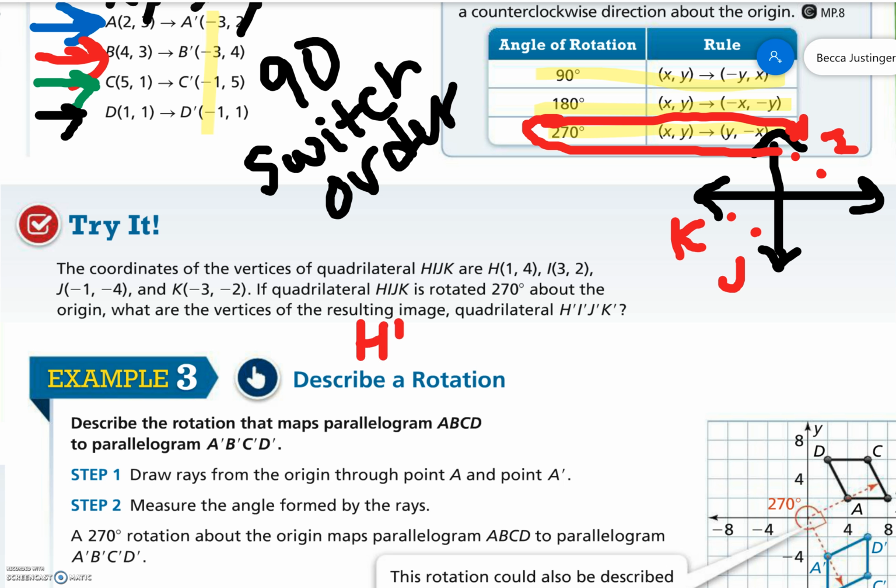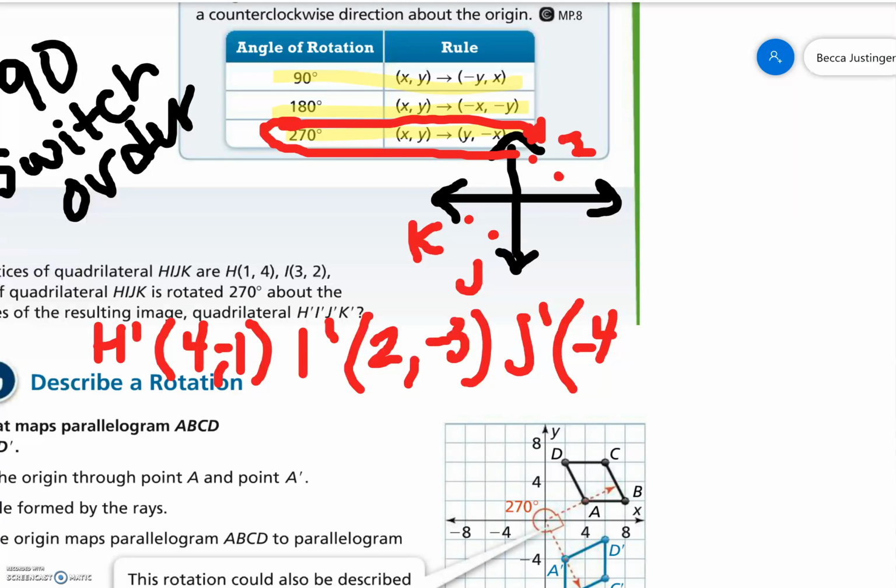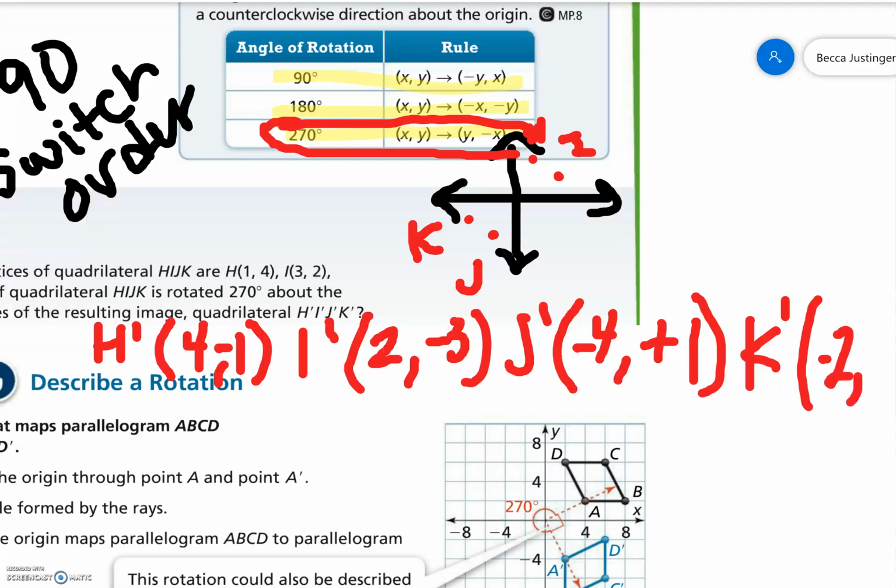So H prime, instead of 1, 4, it's going to be 4, 1, but I need the second one to be negative. Instead of I, it's going to be I prime. I switch the 2 in front and make the 3 negative. J prime, I get -4 in front. And I have -1 in the back, but I need to make that negative. So a negative times a negative gives me a positive. And K prime, I have -2 in front and -3, turn that positive.